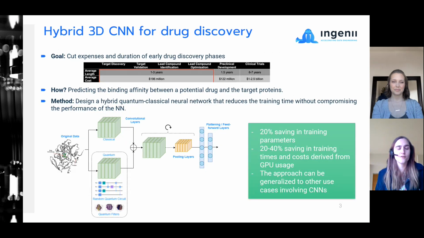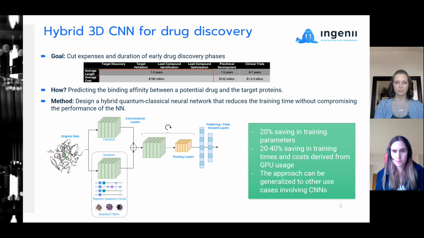So now I would like to introduce a specific application of quantum neural networks that we developed in GenAI for the task of accelerating drug discovery. The main goal was to cut expenses and duration of the early stages of drug discovery. In particular, we focused on target validation, which means that when a new biomolecule is proposed as a new drug, before going to clinical trials, we need to perform a computational study to understand the properties of this potential drug. And so if we're able to accelerate this computational study, at the end, the drugs will arrive faster to the patients.